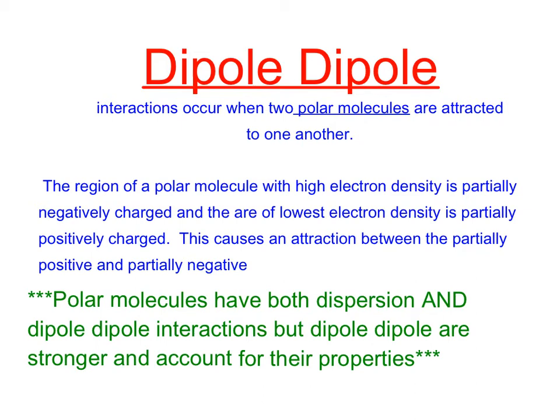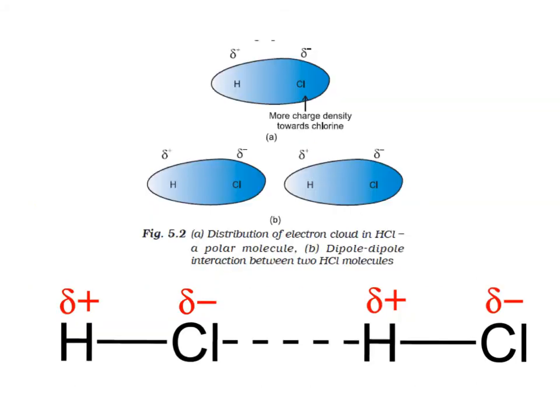So when we ask you, hey, what kind of IMF would this molecule have, we'll always expect you to just tell us the strongest that molecule has. Here's a visual representation of that dipole-dipole. I have HCl, a polar molecule.